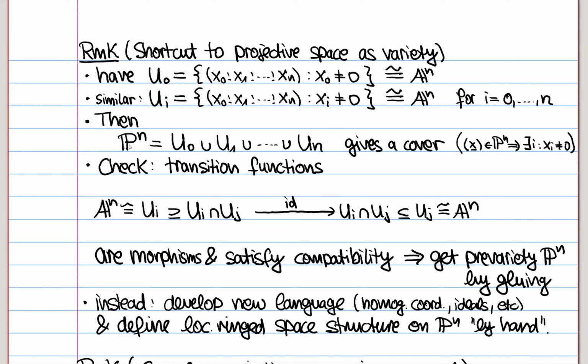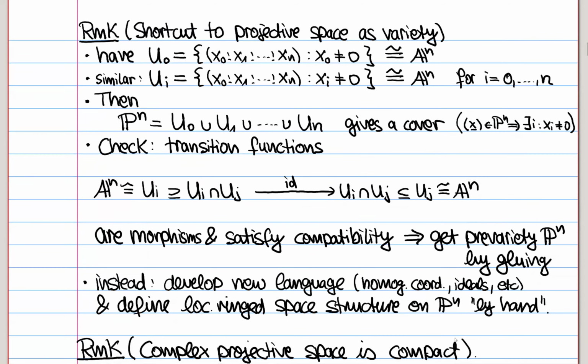However, as I said, instead of doing this shortcut, we are going to develop a new language, homogeneous coordinates, ideals, and so on, for talking about projective space, and then define the structure of a ringed space on Pn by hand. And that will have the advantage that we then have all this language to help us.